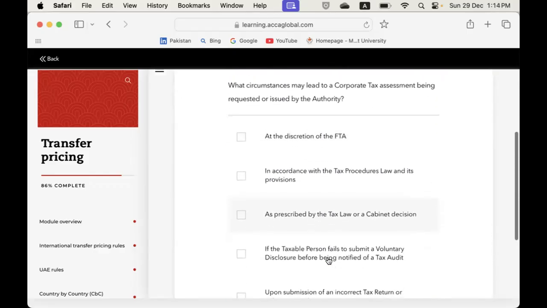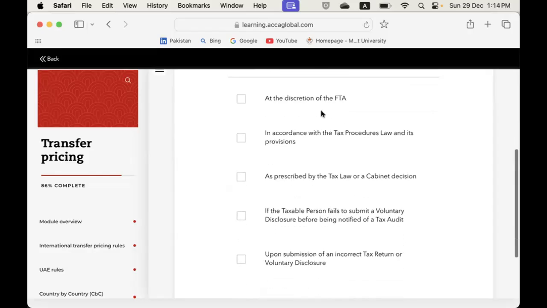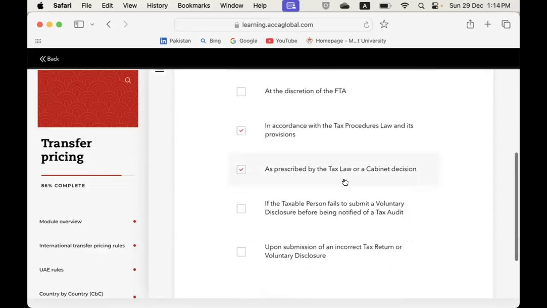Please select all that apply. What circumstances may lead to a corporate tax assessment being requested or issued by an authority? At the discretion of the FTA, in accordance with the tax procedures law and its provisions. Yeah, this is correct. This is a gray area. As prescribed by the tax law or a cabinet decision. Yeah, tax law. Every assessment will be under tax law.